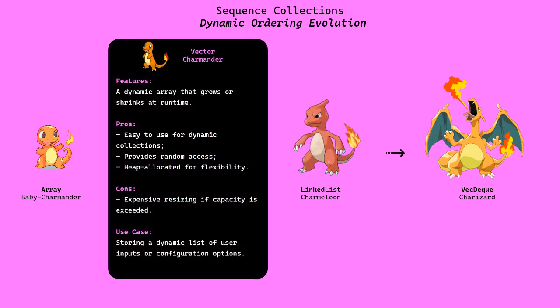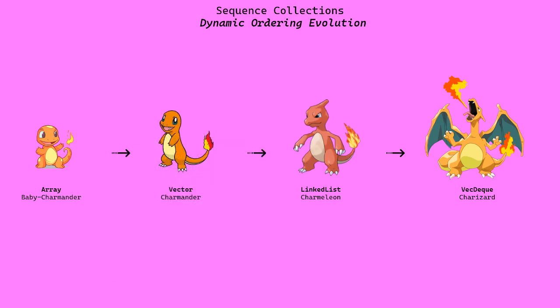The next one, Charmander, or vector. The array evolves into a vector, gaining the ability to dynamically resize. Now fueled by the heap, this form is flexible and capable of handling changing data sizes. Like Charmander, it adapts to bigger challenges. The use case for it: storing a dynamic list of user inputs or configuration options.